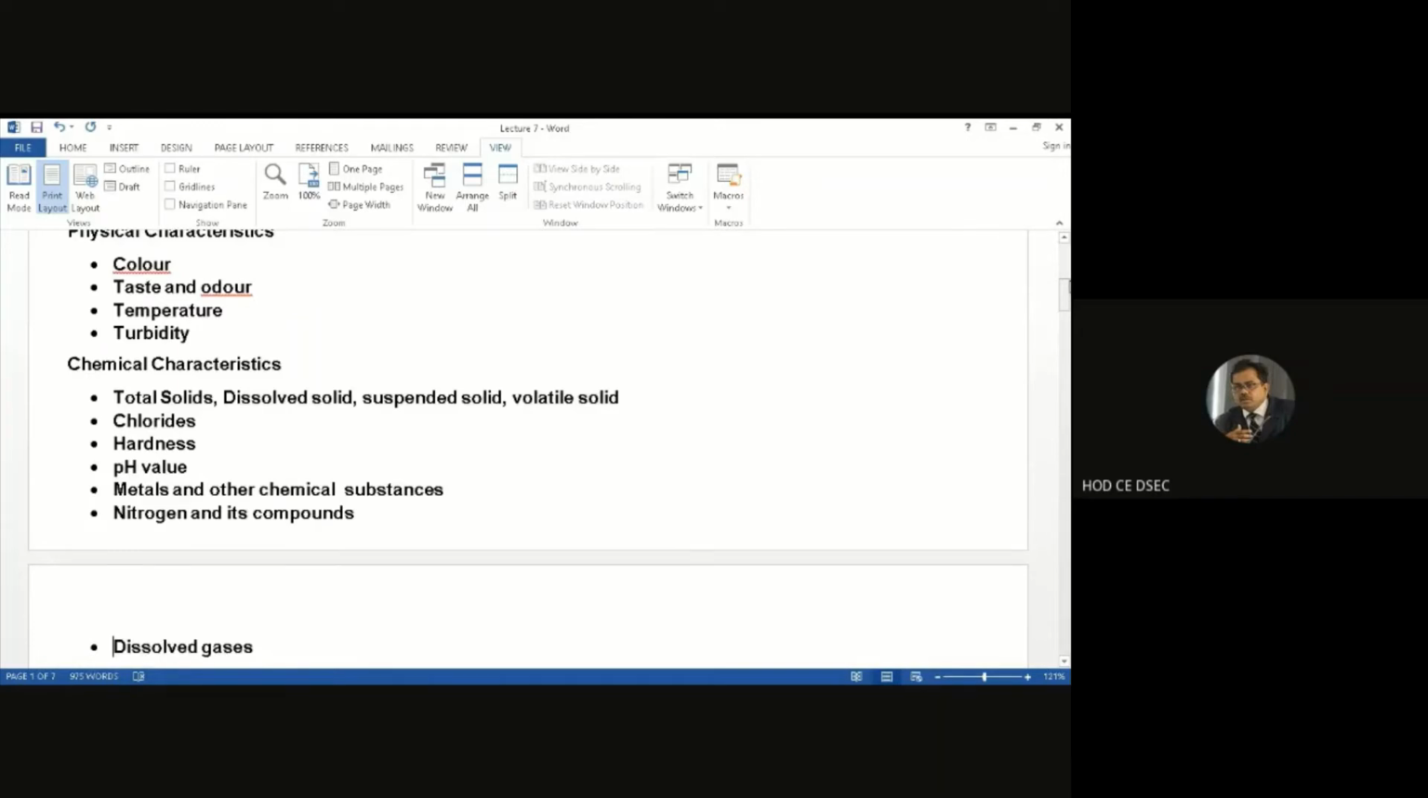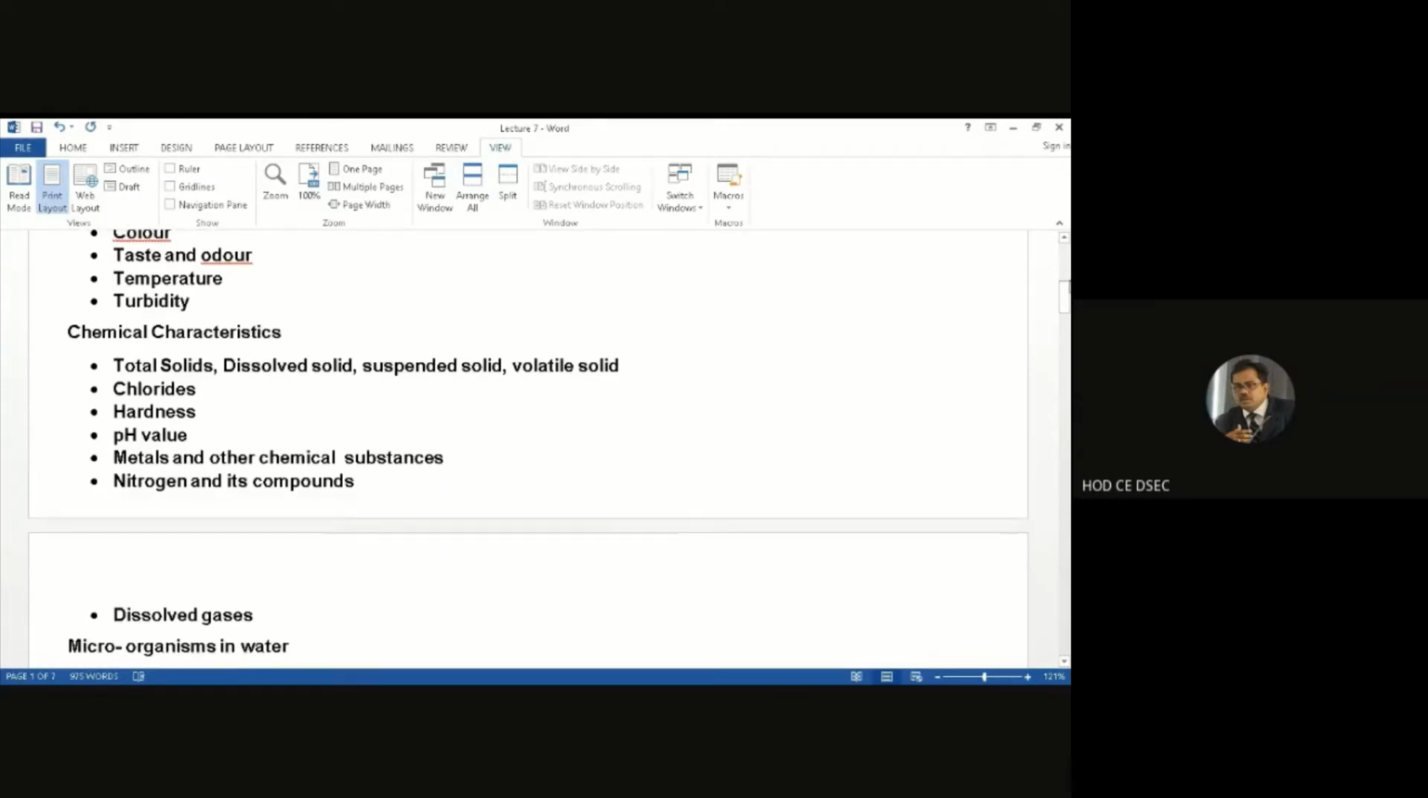Now the chemical characteristics: total solids, dissolved solids, suspended solids, volatile solids will all be discussed while detailing the descriptions of your chemical characteristics. Then chlorides and hardness. Chlorides means how much chloride content, and what will the impact be if the chloride content is more. Then the pH value, then the metals and other chemical substances, nitrogen and its compounds, and finally the dissolved gases under the chemical characteristics.